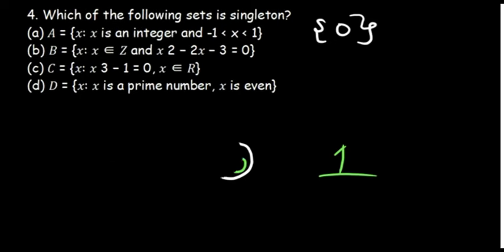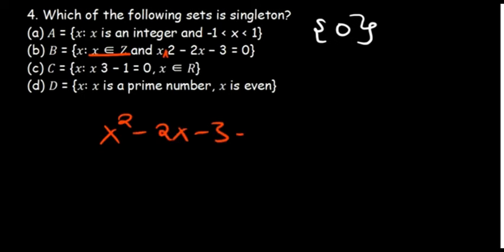Then moving on to the second one, x is a member of integers, and this was supposed to be x squared minus 2x minus 3 is equal to 0. Then x should be a member of integers. So let's try to see the values of x that satisfy this equation.